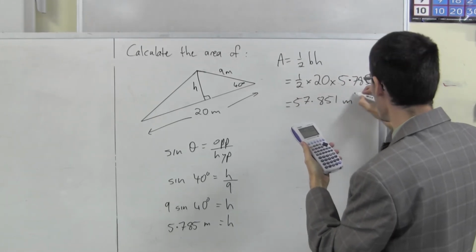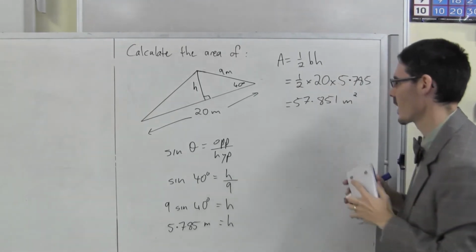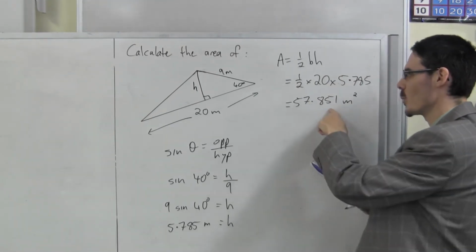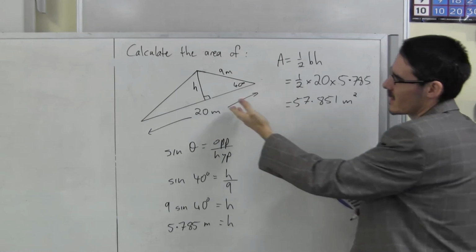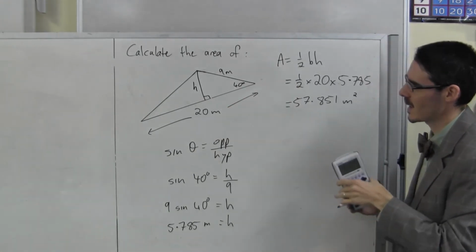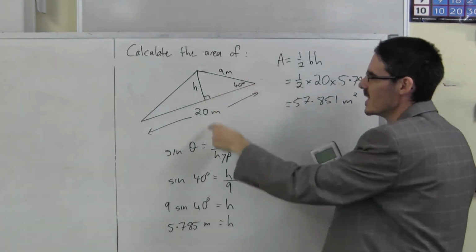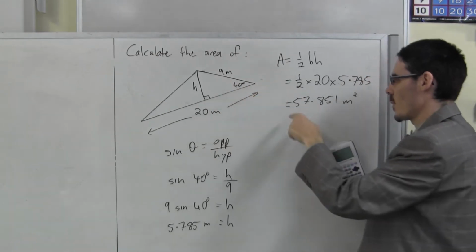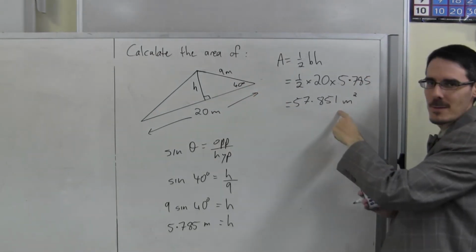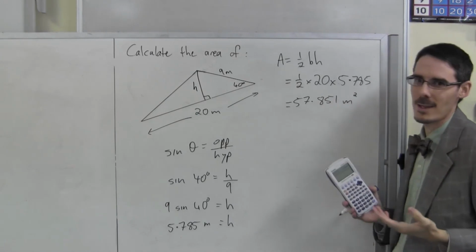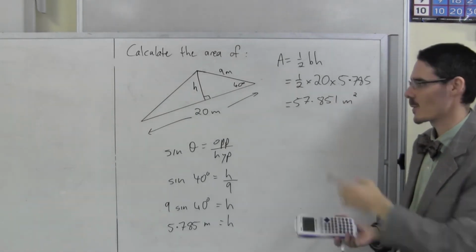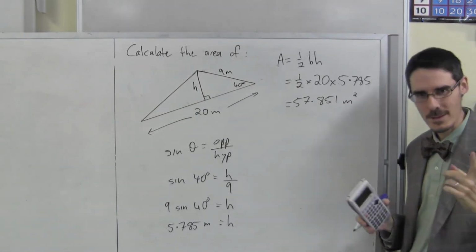57.851 square metres. Again, it's a question of how many decimal places I want. It's not clear from the context of the problem, except that these numbers have 1 or 2 digits in them. I probably don't need this many digits. Better to have more than less if I don't know, so I'll leave it at that. That's the first problem.